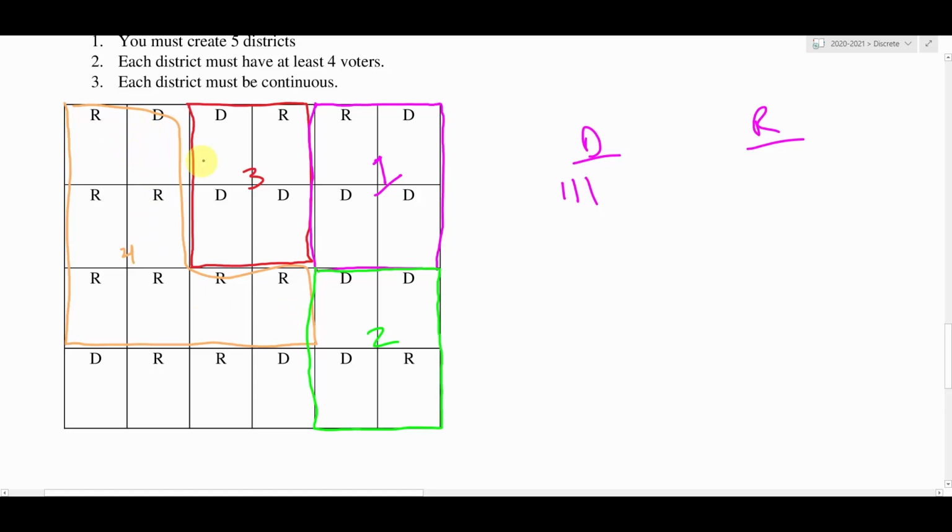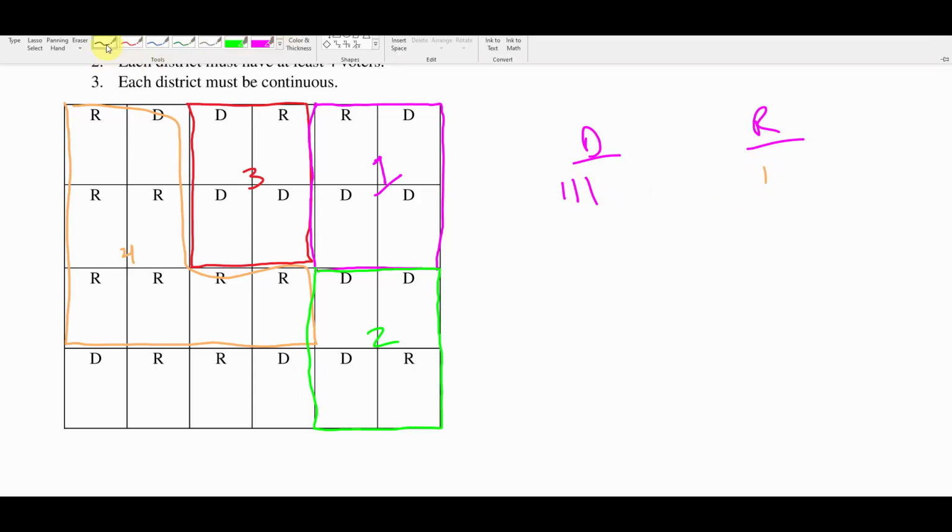And you're probably thinking, well, that's not a Democratic advantage. That's okay. We can't win every single district, okay? So I'm going to give that district to the Republicans. They're going to get 1. All right, so I still have an advantage because I have 3 Democrats and 1 Republican, and I have 1 district left to draw. I have to draw 5 districts here.